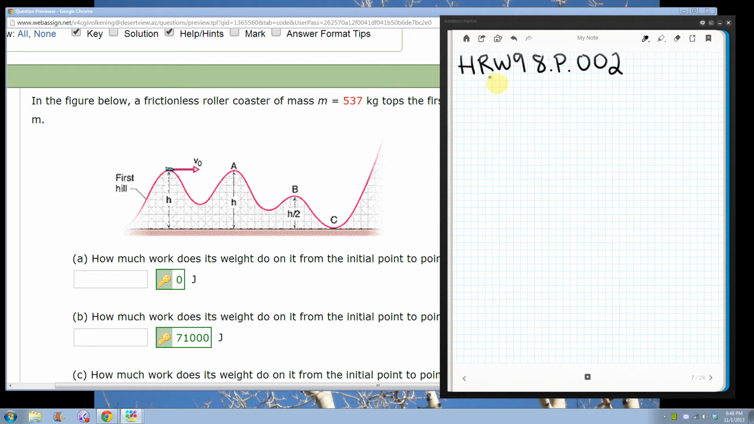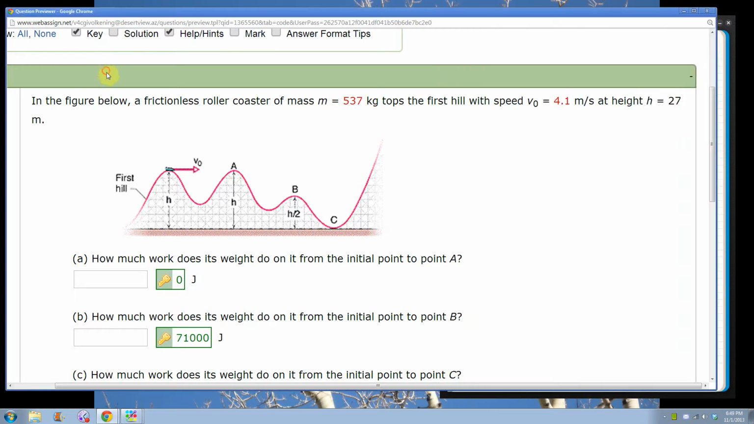By request, this is HRW98P002, the roller coaster problem. So it says, in the figure below, a frictionless roller coaster with a mass of 537 kilograms tops the first hill, right here, with a speed of 4.1 meters per second at a height of 27 meters.